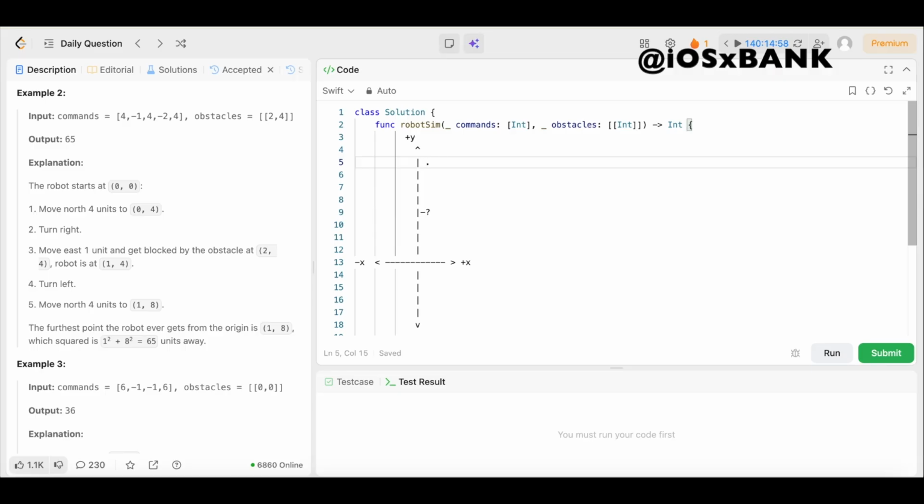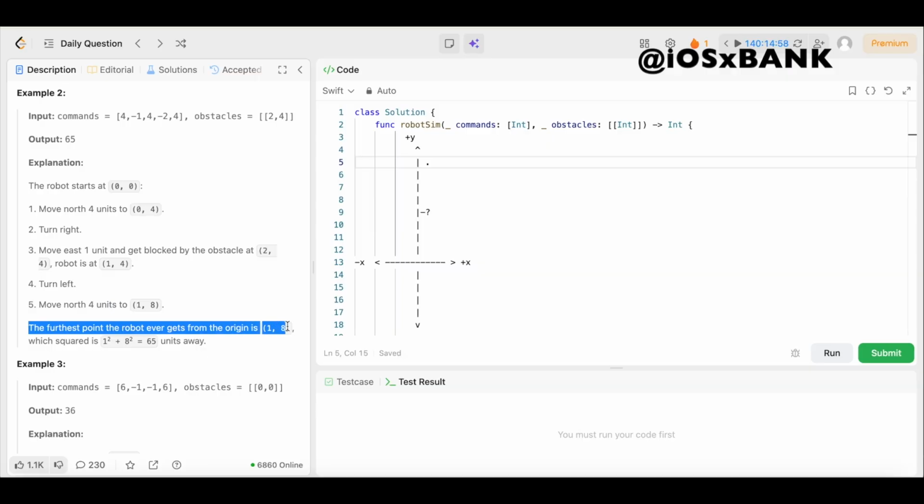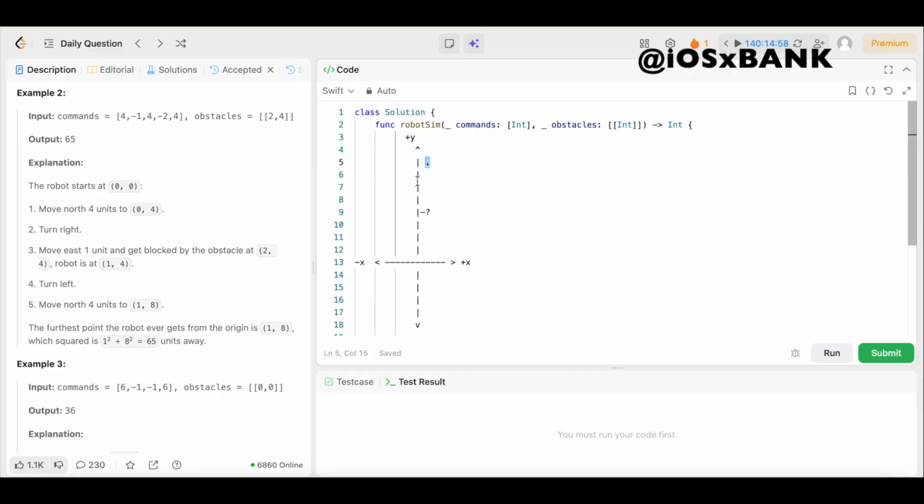Yeah, boom. Or maybe it'd be this. This would be 1, 8, I guess. Or it could be here. It doesn't matter. We're at 1, 8, right? Once we get to 1, 8, the furthest point the robot gets from the origin is 1, 8, right? So this is the furthest point we're going to get. Let me just say this is 1, 8. Boom.